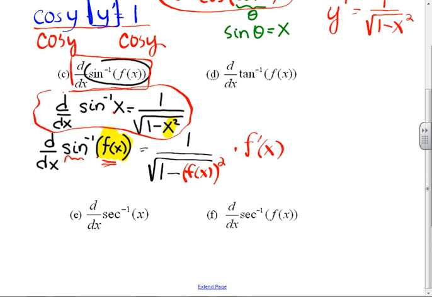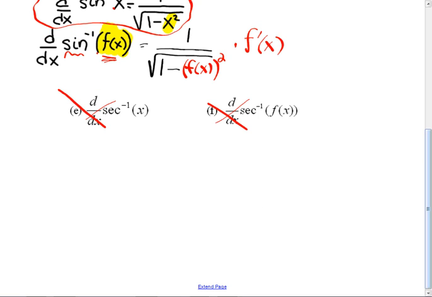So, do you guys want to try doing the tangent one yourself? We're not going to do these. We won't see them on the exam, so we're not going to do them. How about the inverse tangent? Do you want me to do it, or do you guys want to try it? Yeah, that's it.